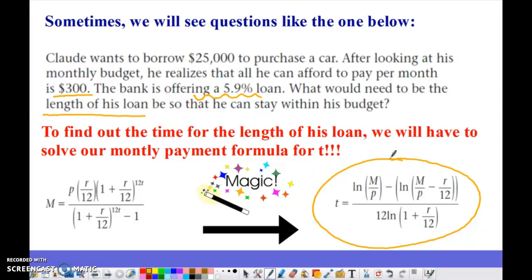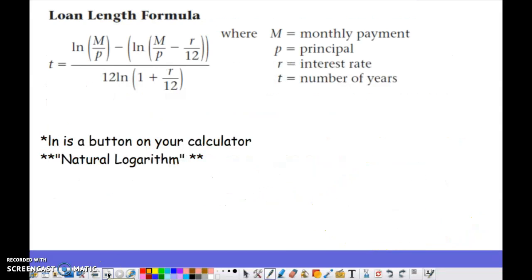Basically, if you wanted to try to work through it, they just took our monthly payment formula and they solved for T. So we'll just say a little magic happens and then we get to this formula here. So let's go ahead and break it down on the next slide. Loan length formula. The M is still the same. That's my monthly payment. So how much I am willing to pay. So in that last example, it said that Claude was willing to pay $300 per month.